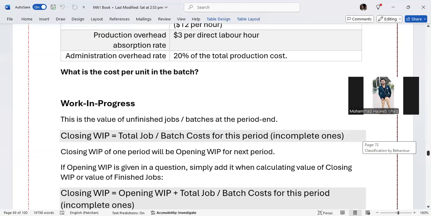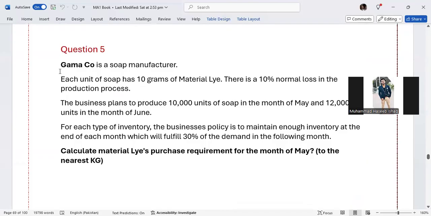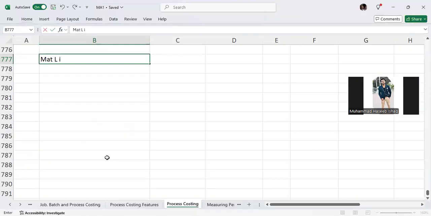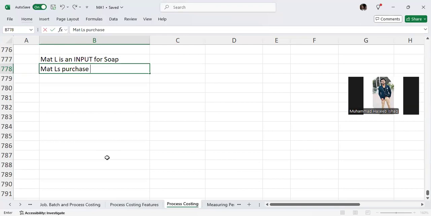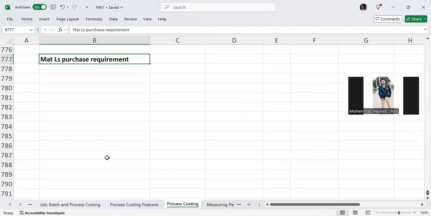And so let's do the question. What is it asking us for? Calculate material L's purchase requirement for the month of May. So material L is an input for soap, and the question is asking for material L's purchase requirement. So how much should the company Gamma Co purchase of material L?